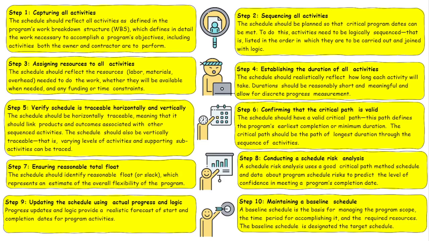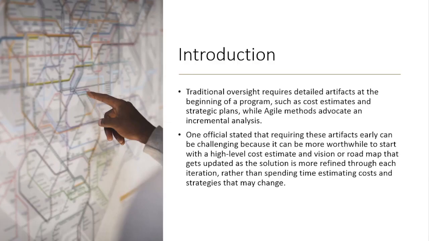The reason is multifold, but let's talk about a few more reasons. Traditional oversight requires detailed artifacts at the beginning of a program, such as cost estimates, strategic plans, but Agile methods advocate an incremental analysis. And also, when you tackle a schedule in the world of Agile, it is not done at this granular level that we do so in a lot of predictive projects. So let's cut to the chase. How do we roll in the world of Agile?